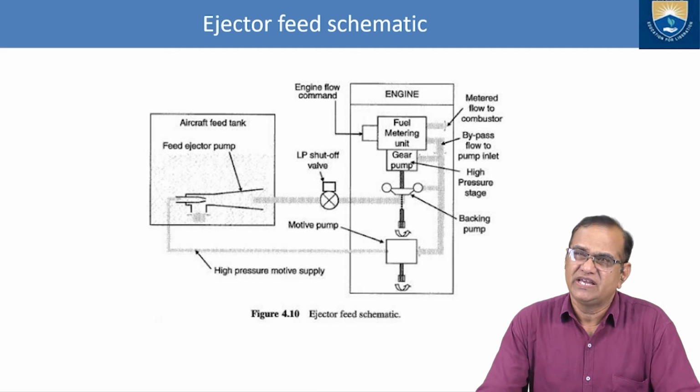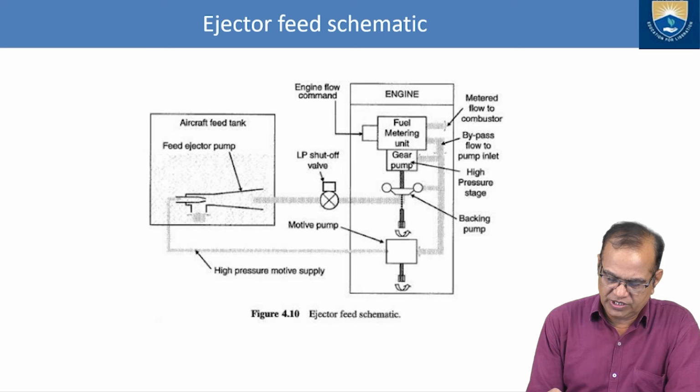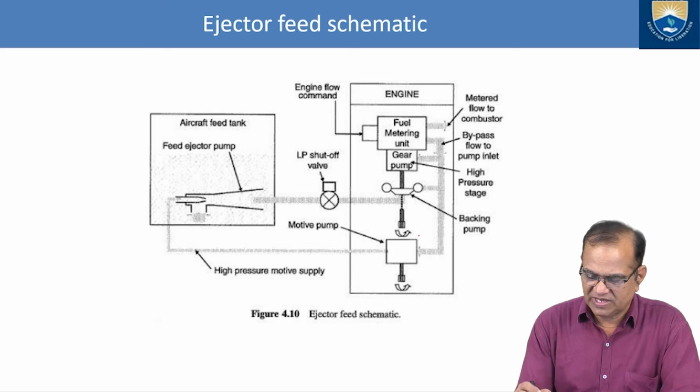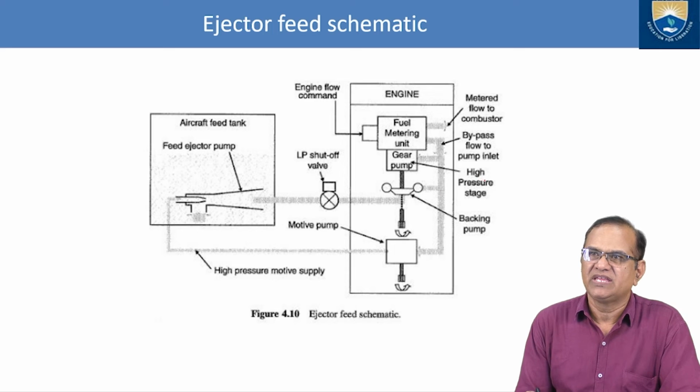I have shown the ejector feed schematic here. Here we can see the engine and here we have the motive pump. It is rotating. Here is the backing pump. Here we have the high pressure stage. This is a gear pump. Then we have the bypass flow pump inlet here. It is bypassed from here.